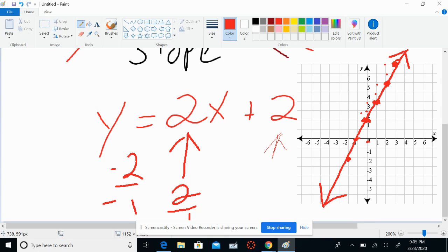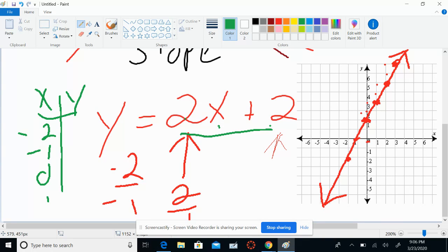Now, how does this relate to a table? If I did a table of values, an input and output table, let's do -2, -1, 0, 1. If I plug in -2 into this equation, 2 times -2 is -4, and -4 plus 2 is -2. And you can see here on our line, -2, -2. Same thing with -1.